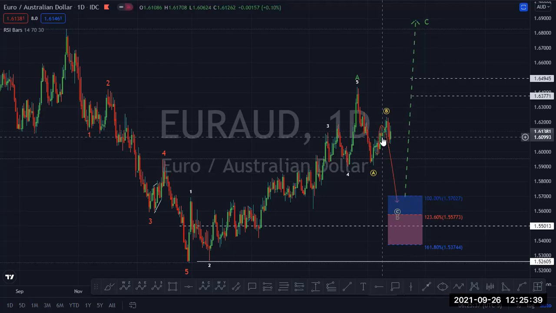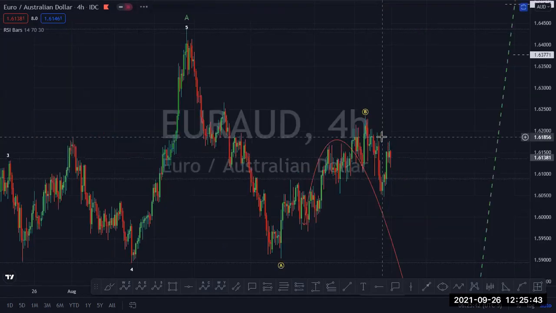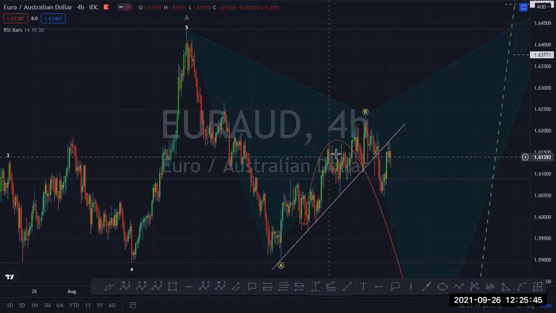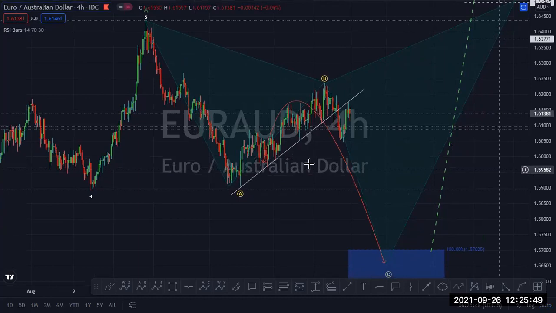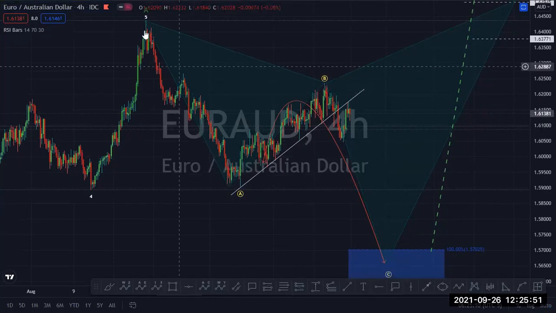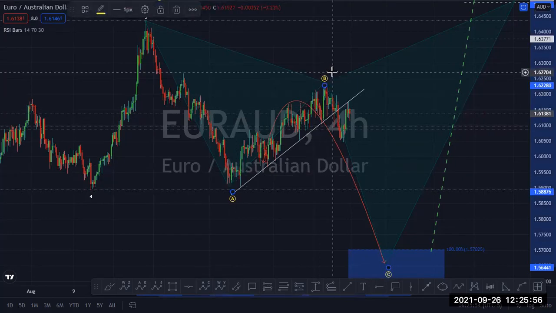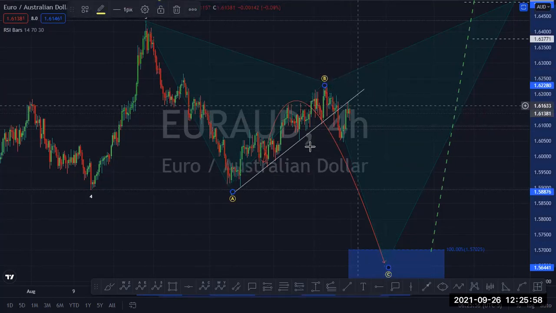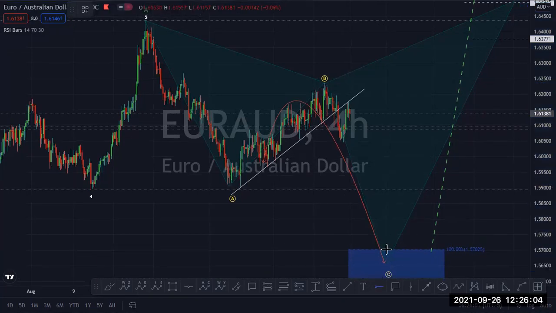So let's see 4 hours. So 4 hours, we can see the market as this is with A completed, with B completed as well. So I think this is a retest. So selling, this is a retest.